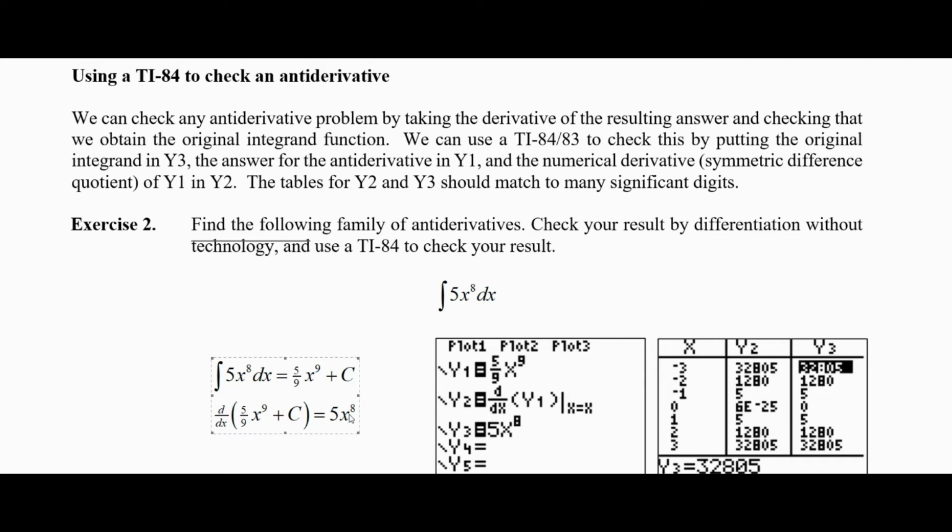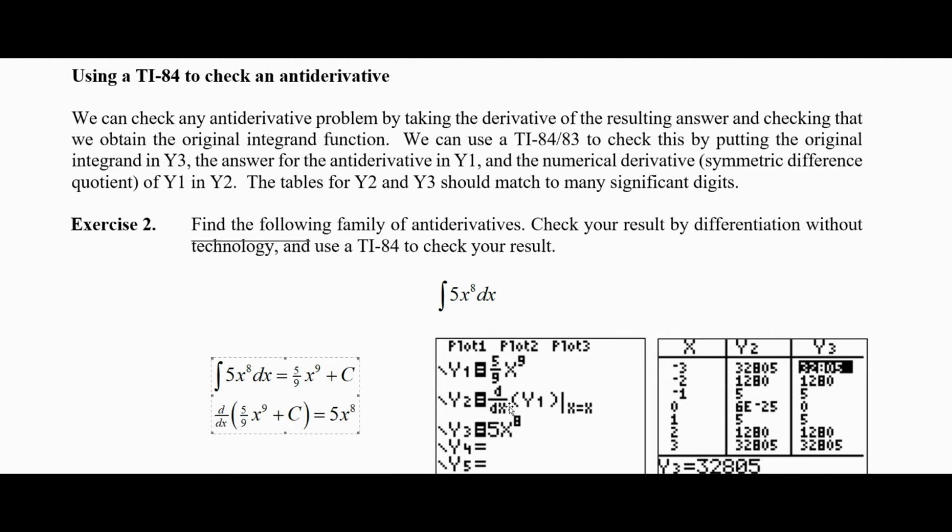Basically, we could reproduce this check on the calculator. What we do is put the thing that we're trying to take the derivative of, which is our answer, 5/9 x to the 9th power, and then you can put plus whatever c you want. You can actually put plus c, and it'll just use whatever's stored in c, or you might as well just leave it off. Just use a 0 there. And we'll see if that checks. Well, in y2 you put the derivative of y1, the numerical derivative, and then in y3 you put the original function, 5x to the 8th, and if this is done right, the tables for y2 and y3 will match, as you see the check over here on the right.